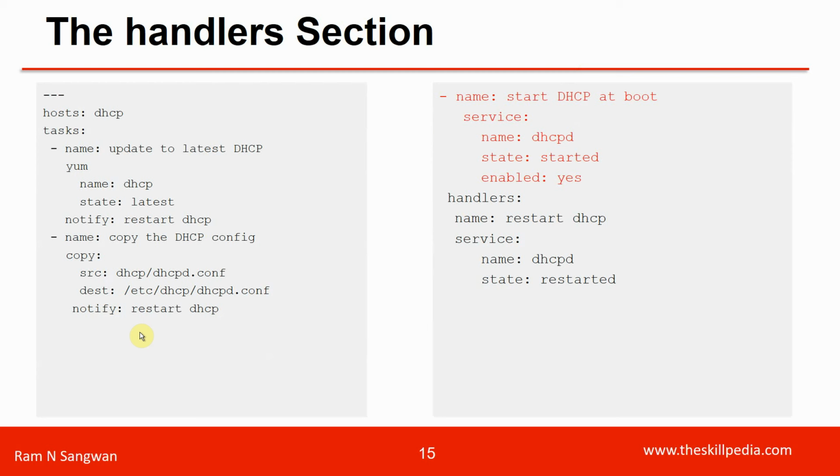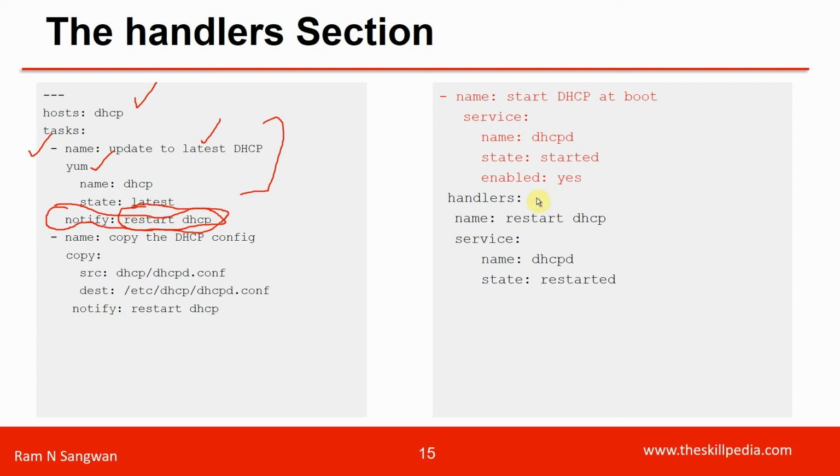And this is the example of what we are doing. Host DHCP task, update to latest DHCP, module name yum, and this is the notify section. If there is any change because of this task, then this will notify the restart HTTPD task. So restart HTTPD should be the name of the task which will be called.